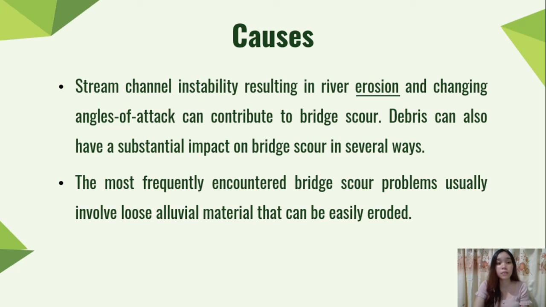Debris can also have a substantial impact on bridge scour in several ways. A buildup of material can reduce the size of the waterway under a bridge, causing contraction scour in the channel. A buildup of debris on the abutment can increase the obstruction area and increase local scour. Debris can deflect the water flow, changing the angle of attack, increasing local scour. The debris might also shift the entire channel around the bridge, causing increased water flow and scour in another location.